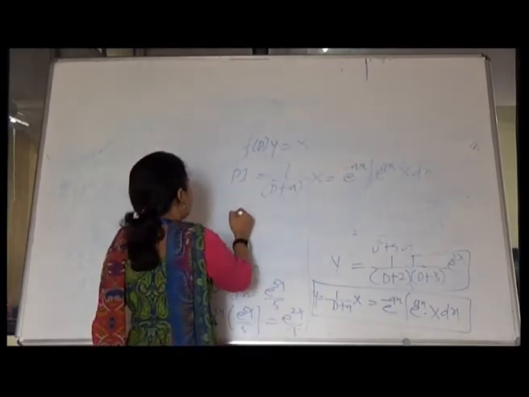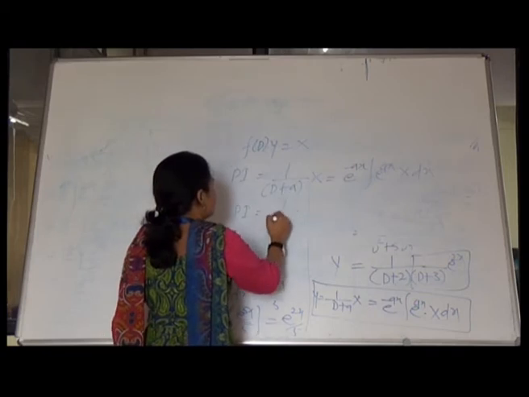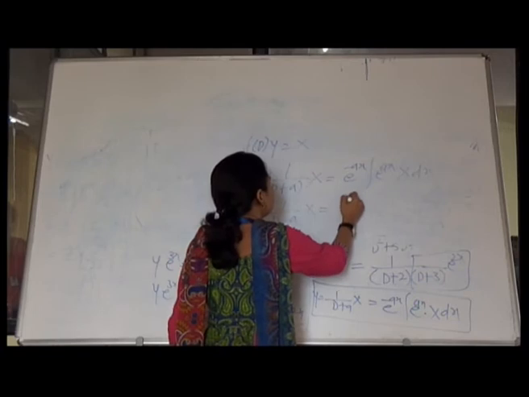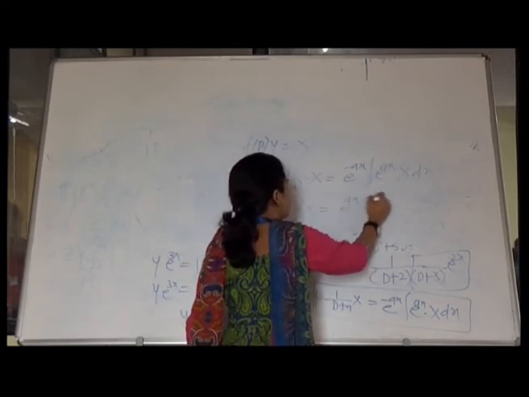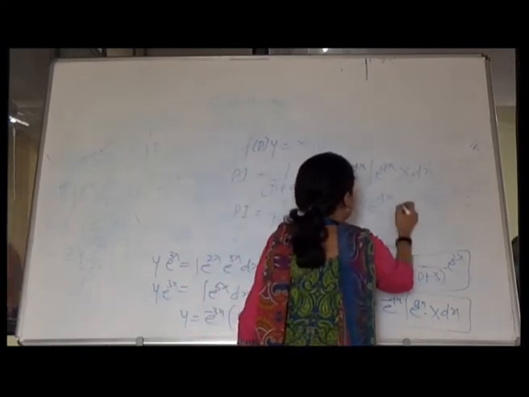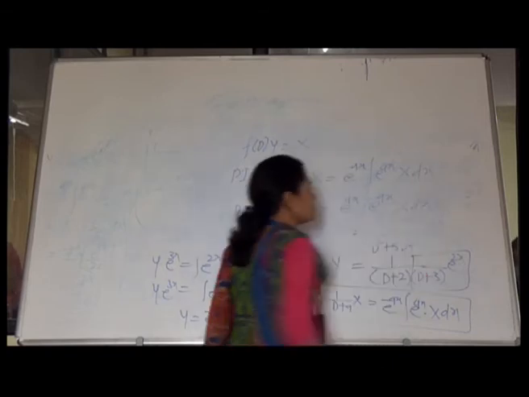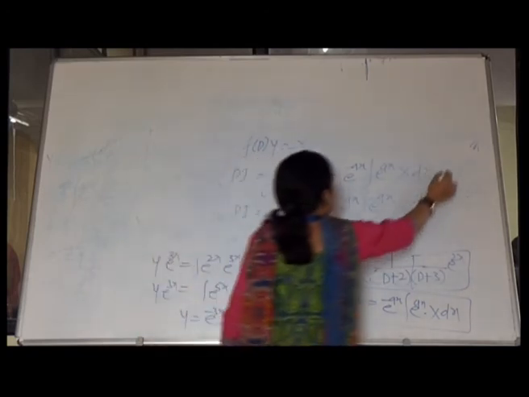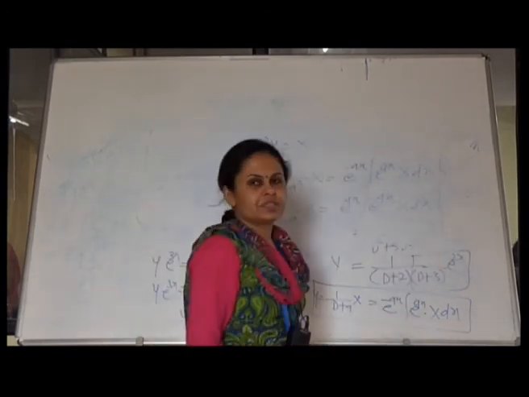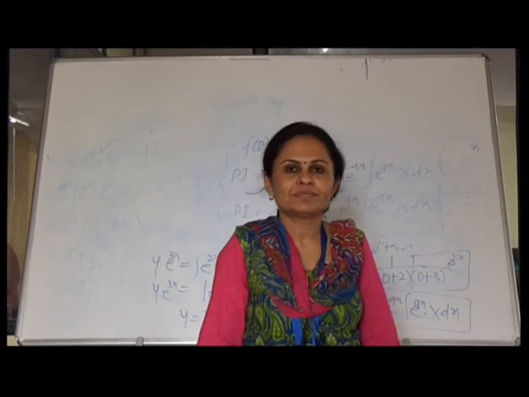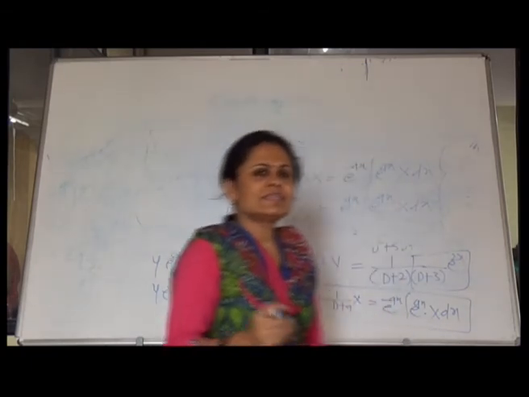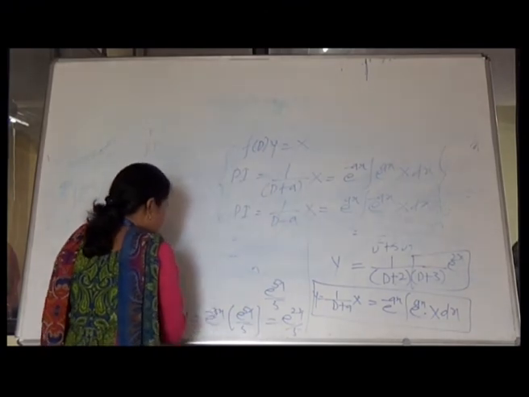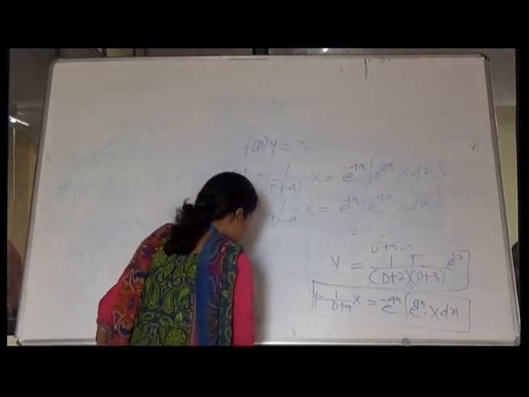Whereas if I get the factor as 1 upon D minus a to be operated on X, I get the answer as e raised to ax into the integral of e raised to minus ax into capital X into dx. Can you remember this story to solve any function which is a non-standard one? To summarize, let's take a simple example and solve this and make this method very sure for you.